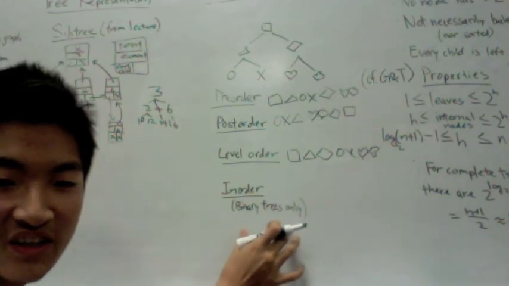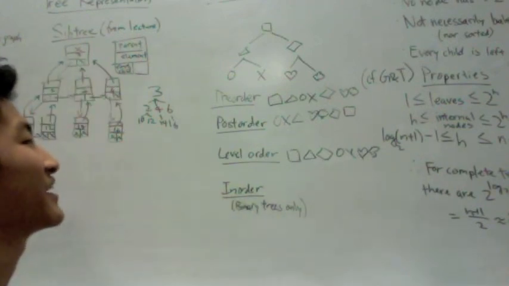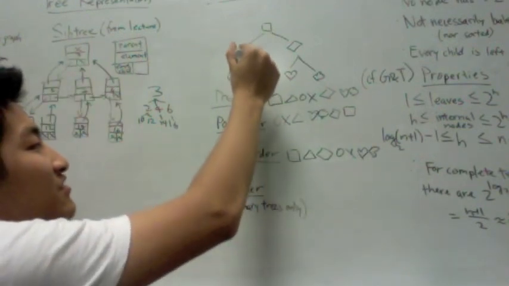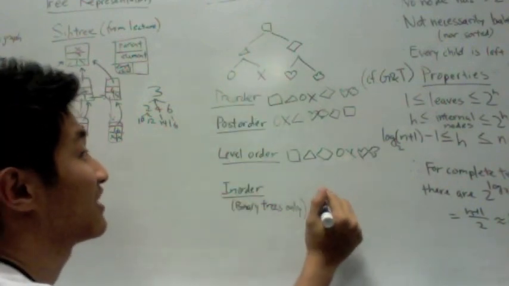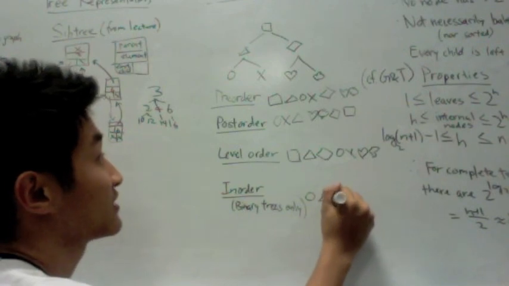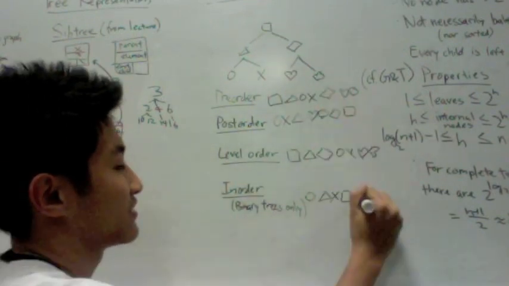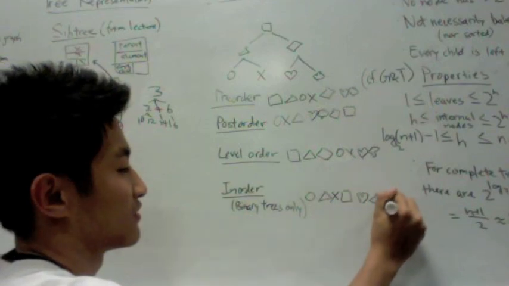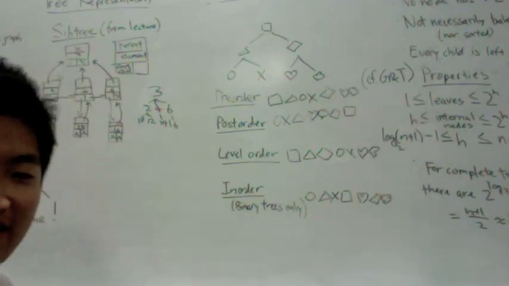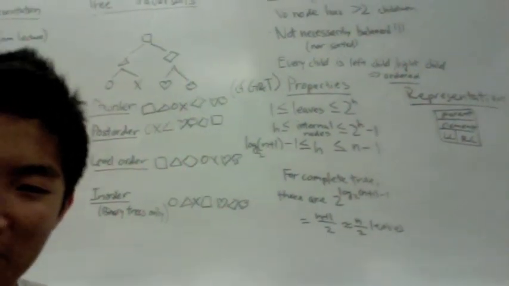And in-order is a traversal only for binary trees. And it's only for binary trees because you go left, middle, right. And so you have left, middle, right, and here's the middle, and you have left, middle, right. Alright, that takes care of the 4 traversals of a tree that we'll go over.